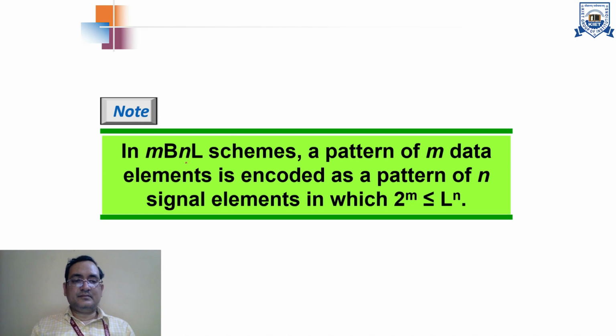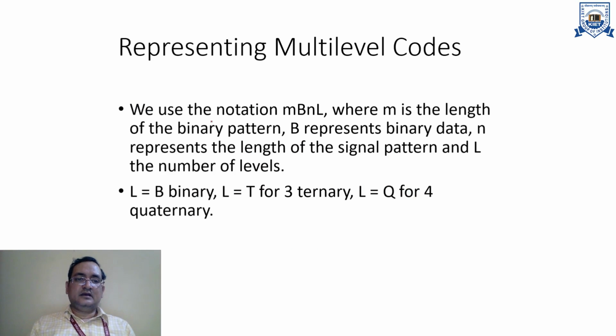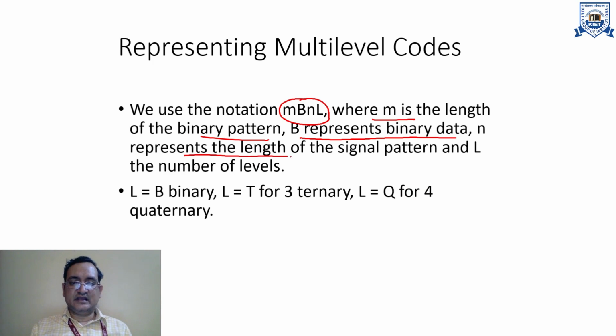Now in the MBNL scheme, a pattern of m data elements is encoded as a pattern of n signal elements in which 2 to the power m is less than or equal to L to the power n. This is representing multi-level codes. We use the notation MBNL, where m is the length of the binary pattern and B is representing the binary data. N represents the length of the signal pattern and L is the number of levels.